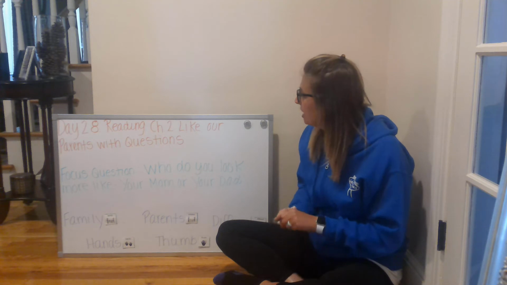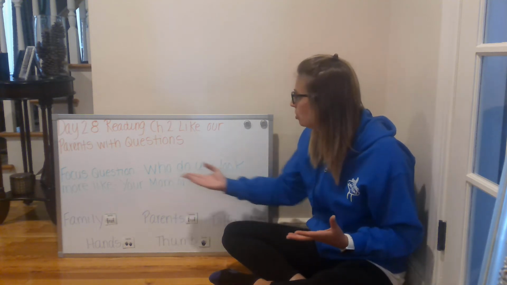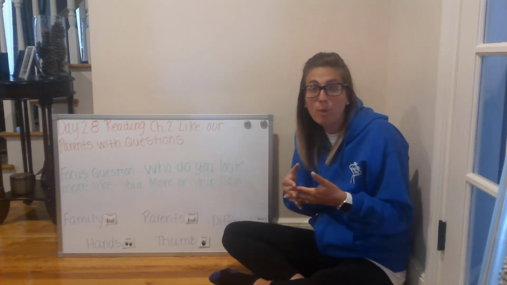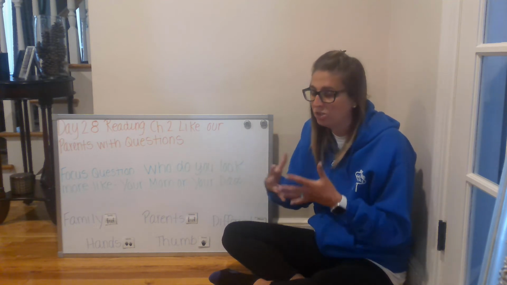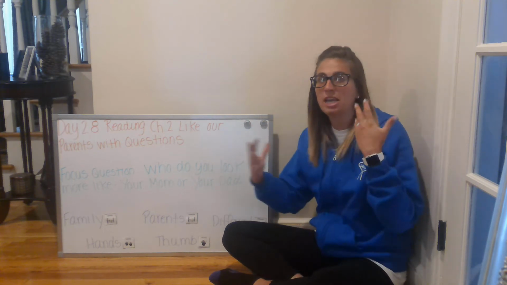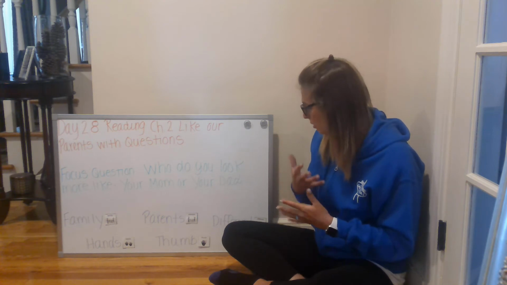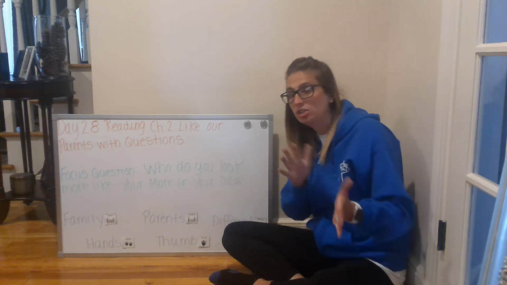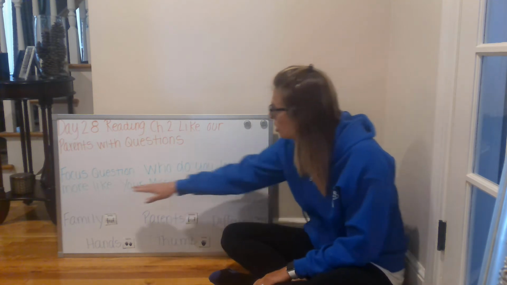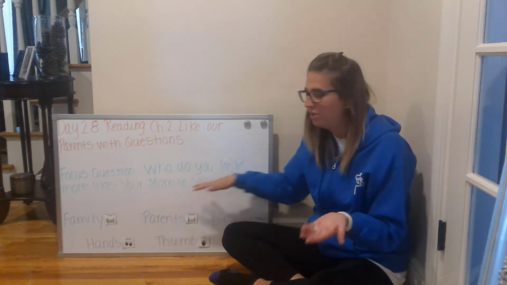So today we're going to be reading the chapter Like Our Parents. Our focus question is, who do you look more like, your mother or your father? Or maybe you look like both of them. You have a mix of both of their traits. I'll say it one more time so you can think about your answer. As we read the chapter, we're going to learn a little bit more about traits, and you might either change your answer or just keep it the same. So our focus question is, who do you look more like, your mother or your father?